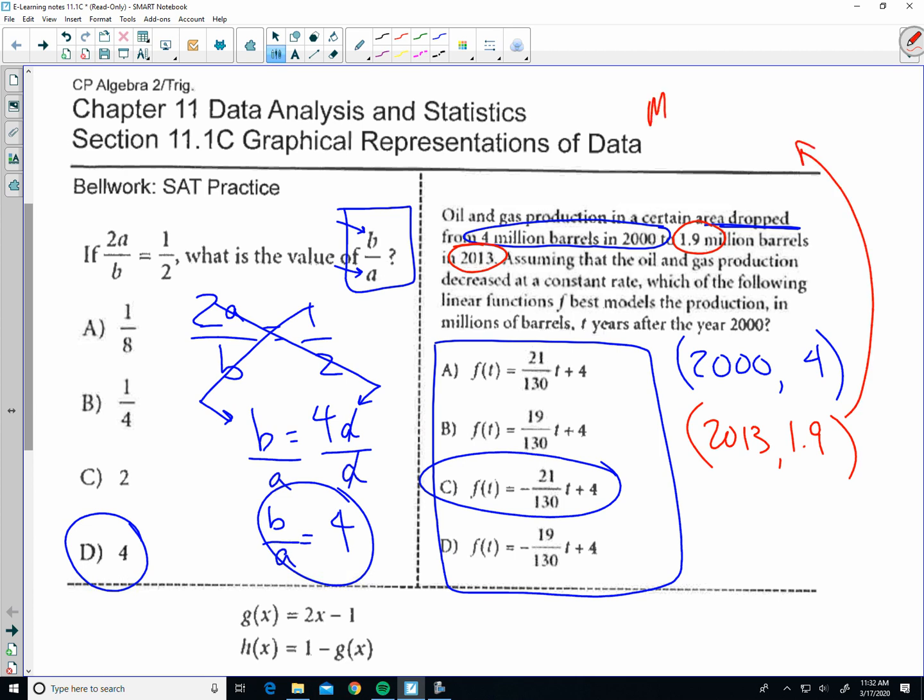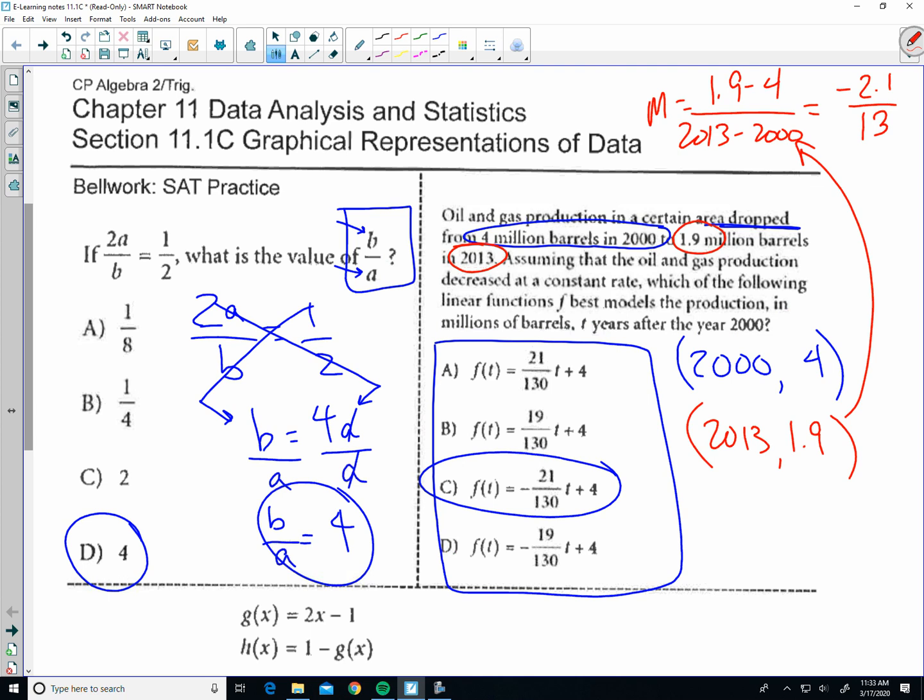We'll get the change in y's going, so 1.9 minus that 4, and the change of time, 2013 going back to the year 2000. So right away, that would give you the value of negative 2.1 over 13 for your slope.